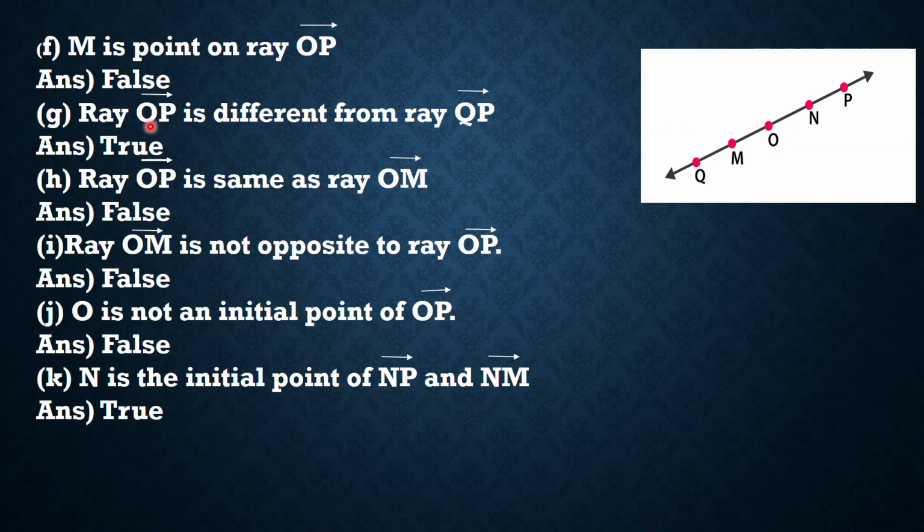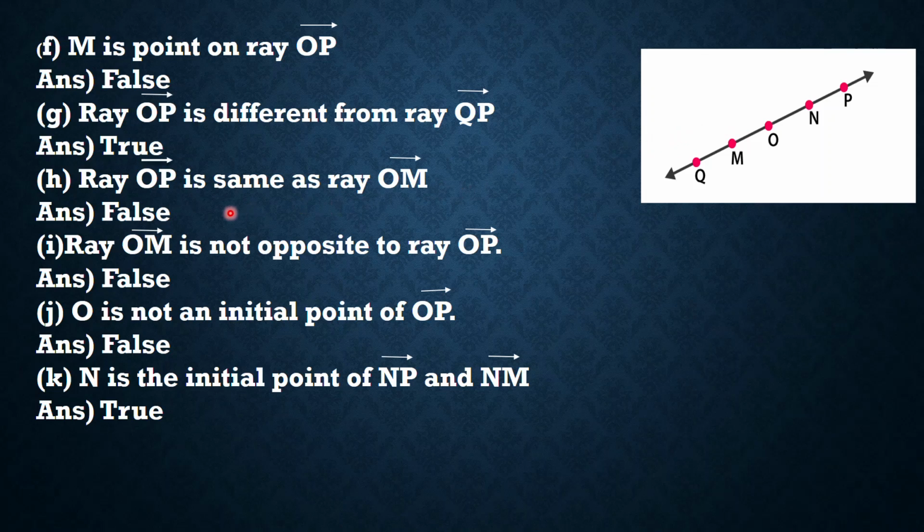Then, ray OP is different from ray QP. Ray OP will start from O, and ray QP will start from here. Obviously, it is different. OP is different from QP. True. Next, ray OP is same as ray OM. Obviously false, because this is traveling this side, and this is traveling the other side. So we can't say that both are the same. So it is false.